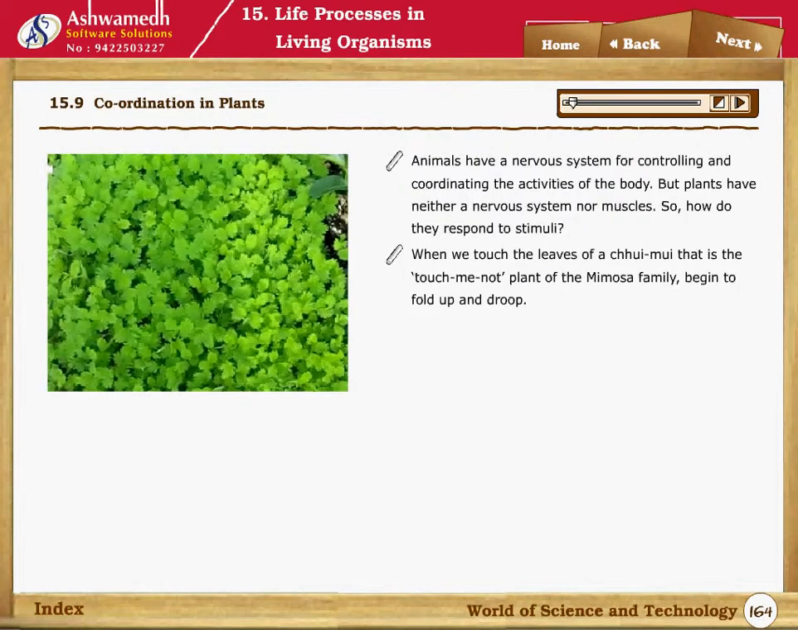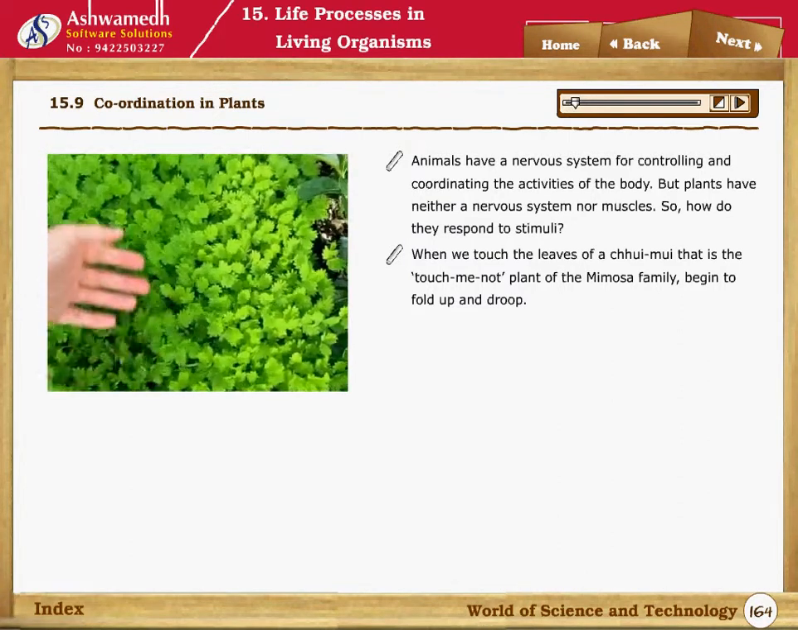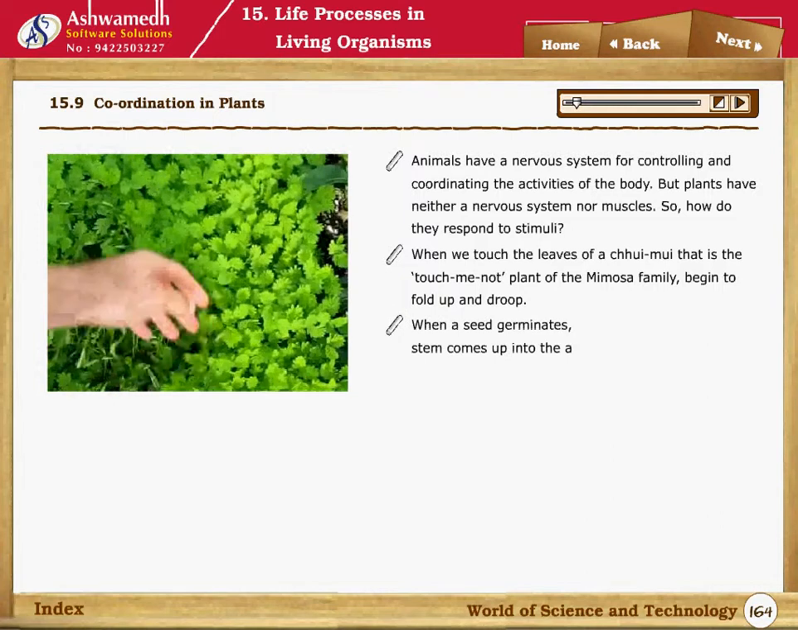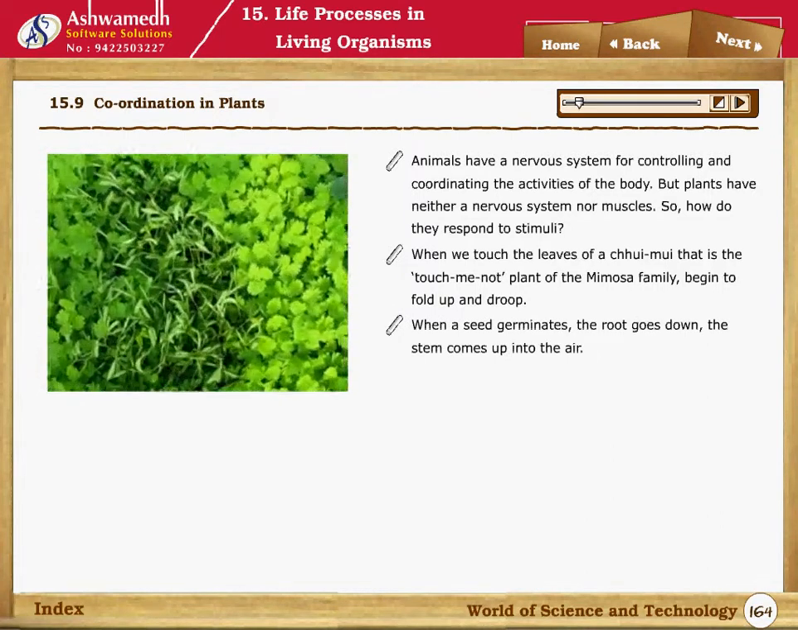When we touch the leaves of the chui mui, that is the touch-me-not plant of the mimosa family, the leaves begin to fold up and droop. When a seed germinates, the root goes down and the stem comes up into the air. How do these things happen?